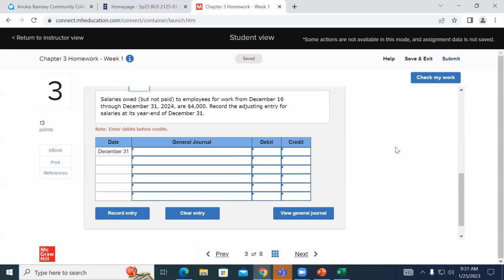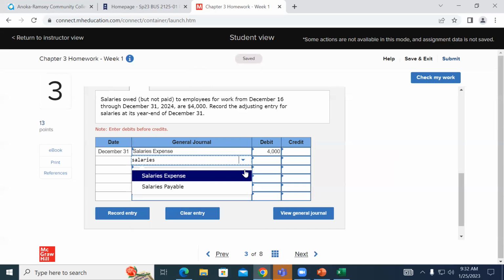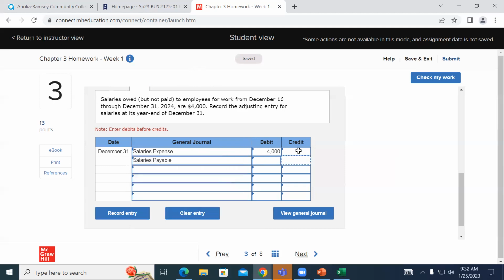We've done this one before. What would we debit? Salaries expense. Salaries expense of 4,000. And what do we credit? We owe the money. Salaries payable, 4,000, right? You guys get that one?